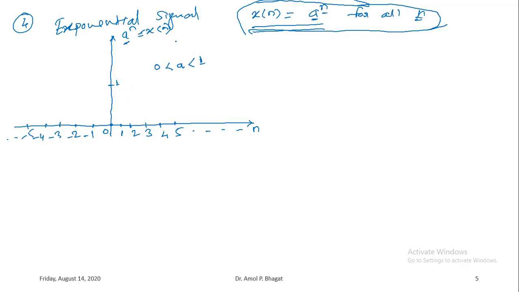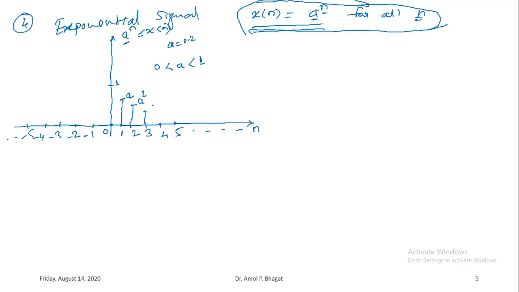So just for example, if I am considering the value of a equal to 0.2, then a to the power 0 will be 1, 0.2 to the power 1 will be 0.2, so this is your a. Then there will be a square, which will be 0.04, which is less than 0.2.